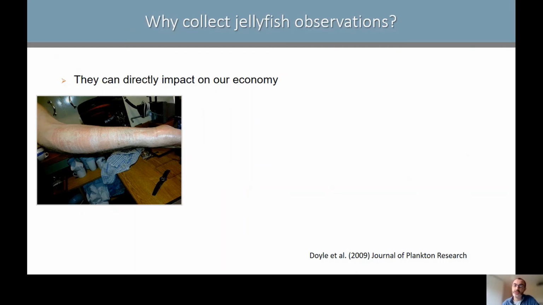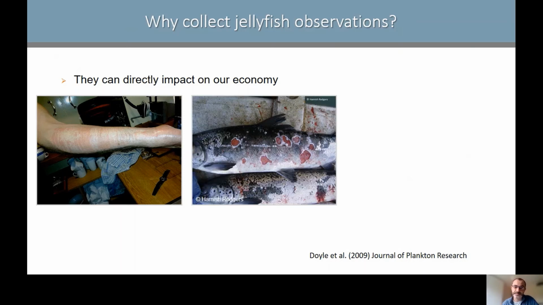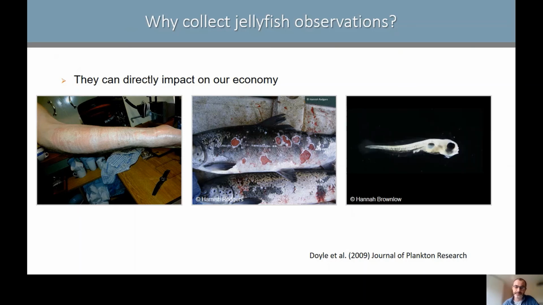Well, first of all, they can directly impact on our economy, so these are economically important species. So I just have a picture here of somebody who was stung by a jellyfish. So some species of our jellyfish can give very painful stings and can even cause people to be hospitalized. We've some jellyfish species which can impact on the salmon aquaculture industry, so they can cause large fish kills. So it's really important that we understand what's the timing of those species and when they occur.